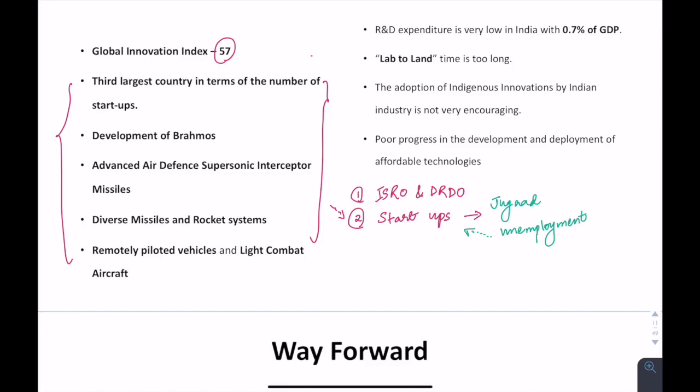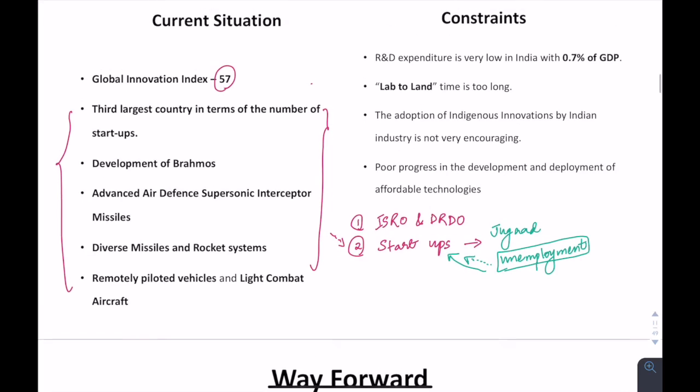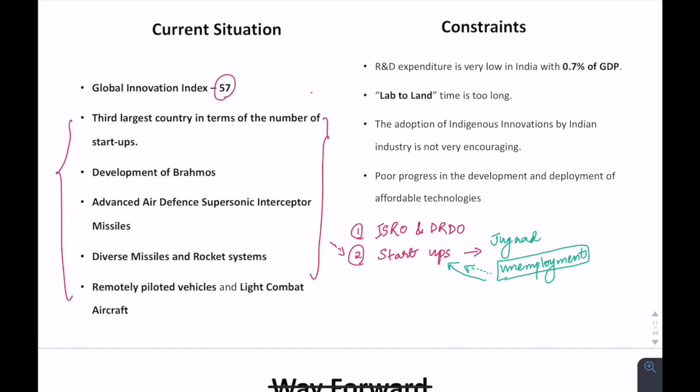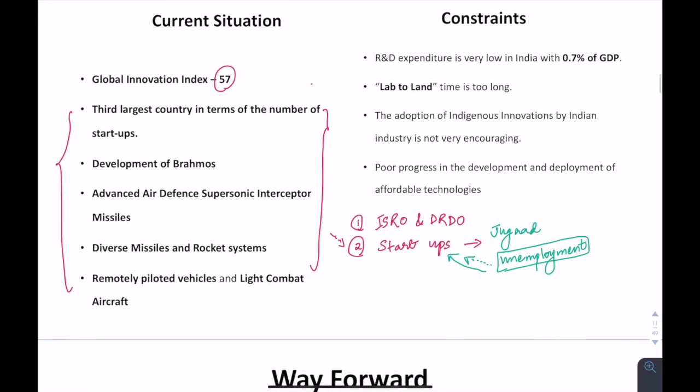But that does not mean that unemployment is good. That only means that people found a solution to the problem by themselves rather than relying on the government. So the government needs to understand that it has not been able to live up to the demands of the people, and it needs to do a lot more.